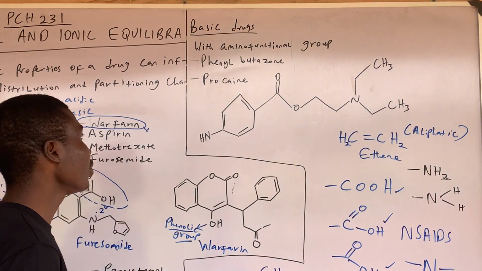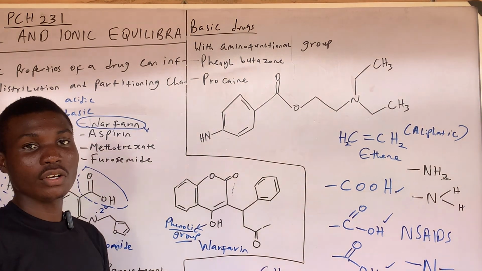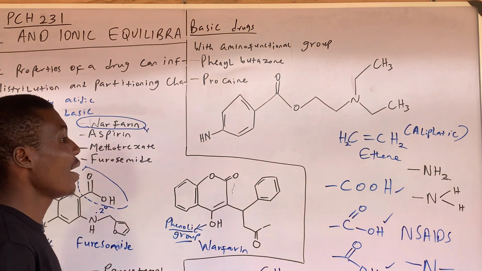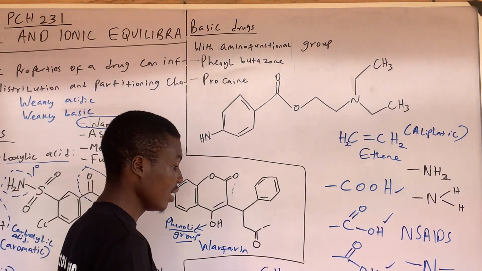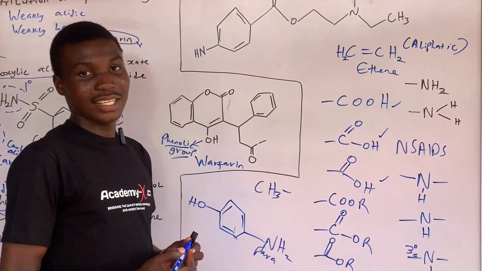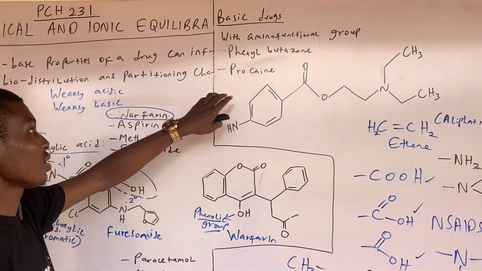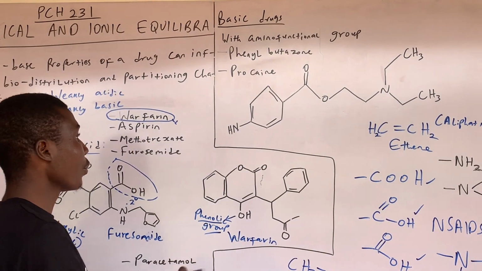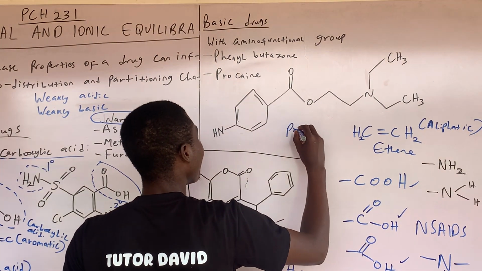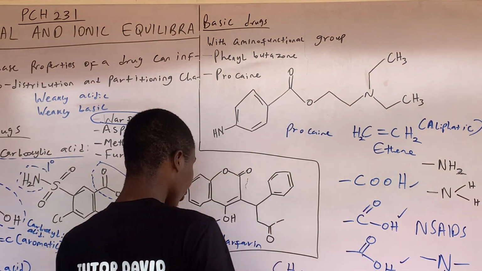It has the amino functional group, and if you look at your resource material, the amino functional group you have there is a tertiary amine. That's what you have in phenylbutazone, but we're not drawing that here. What we're going to be focusing on is procaine. So for procaine, this is the structure of procaine.